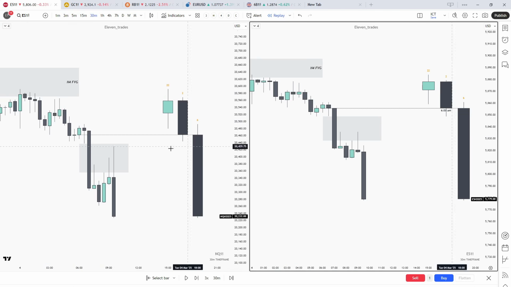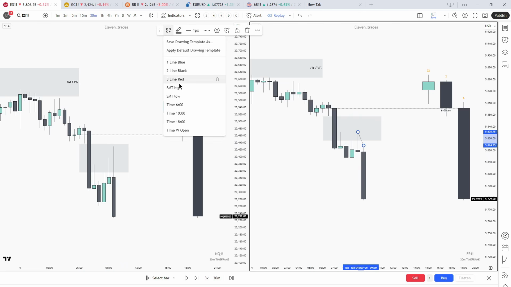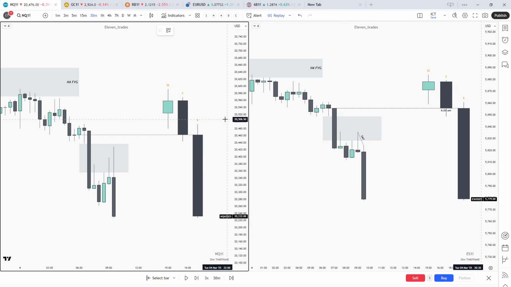This is our SMT divergence. The NQ is taking this 7:30 high, and the ES is not taking that high. And also here is another SMT divergence at this high, on the 30-minute chart. Usually I'm using the 1-hour SMT divergence, but in this case I used the 30-minute because of the wick size. It was obvious. Then from here I dropped down to the 5-minute chart to align the market maker model.